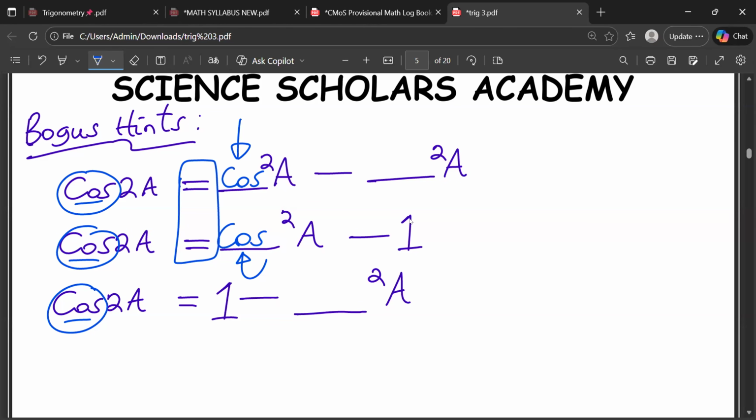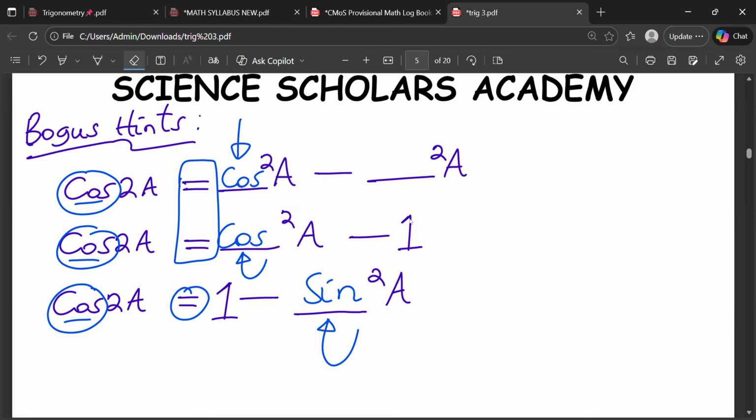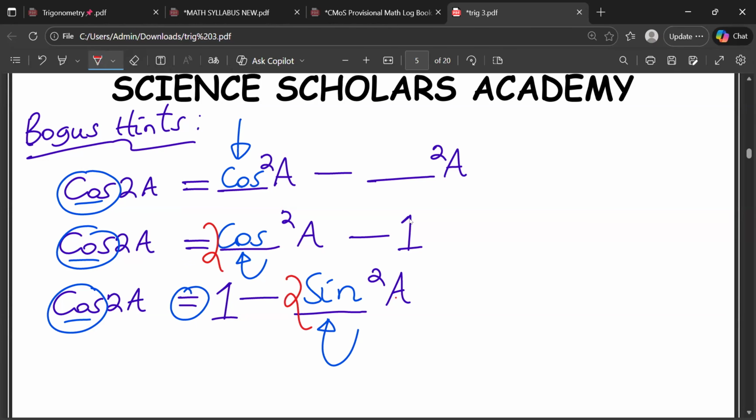Then this last one, because what is coming immediately after the equal sign is 1 minus, the other thing is sine. Lastly, in these last two, we have the 2 here, we also have the 2 there, but this one is just like that. So since this one took the cos, this one will be the sine. That is my own way of trying to recall.